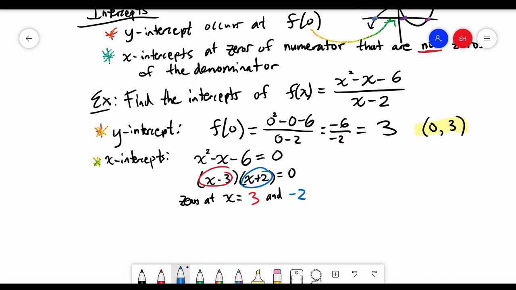And we just quickly check and make sure that those aren't zeros of the bottom, that you don't plug those in for x and get 0 on the bottom, because that would be a problem, but you don't. Both of those, on the bottom, x minus 2: if you put in 3, 3 minus 2 is 1, that's not 0. And minus 2 gives minus 4, so that's okay. So we have our two x-intercepts, (3, 0) and (-2, 0), and we can put those intercepts on our graph.